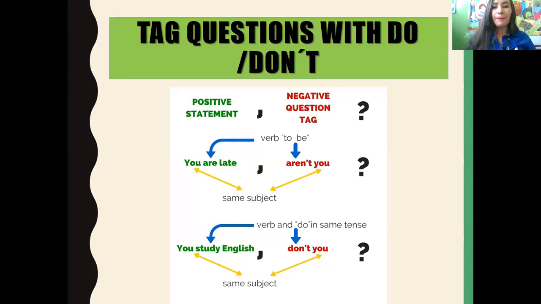Believe in yourself. Believe in yourself all the time, and amazing things are gonna happen in your life. Okay, pay special attention to this explanation. Tag questions with do and don't. I'm gonna tell you something before. This was the previous content. Tag questions with the verb be. As you remember, when you have a positive statement, the tag question is gonna be positive or negative?